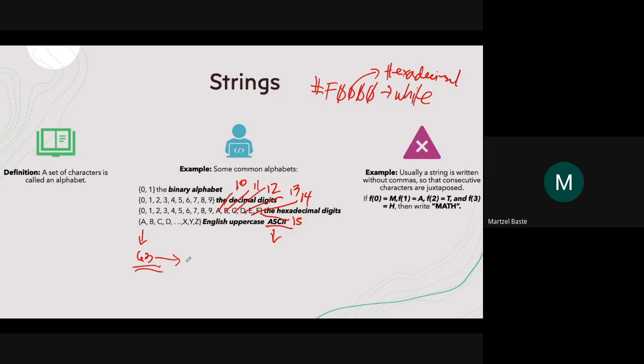Let's say the binary digits of 63 is 0, 1, 1, 1, 1, 1, 1, because 1, 2, 4, 8, 16, 32, 64. So this concludes that this one is 63. Okay? So that is why usually a string is written without commas.